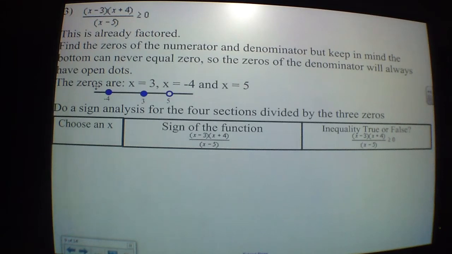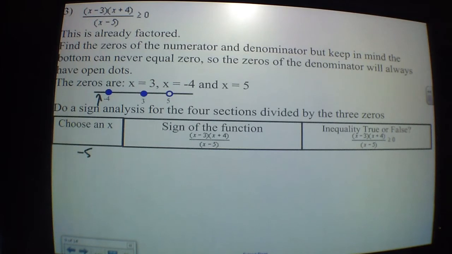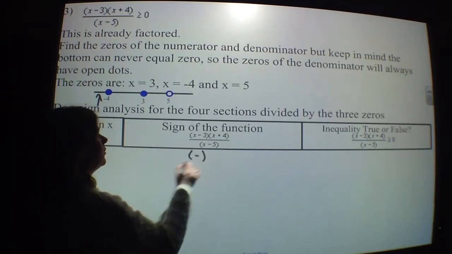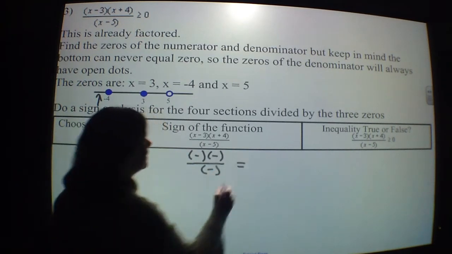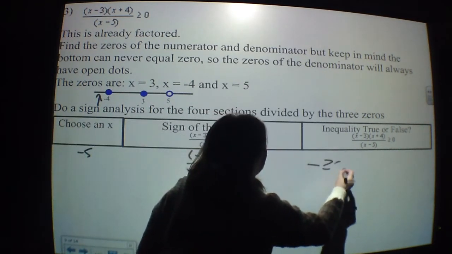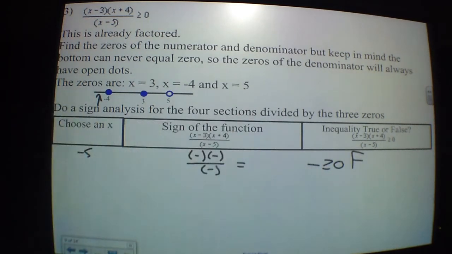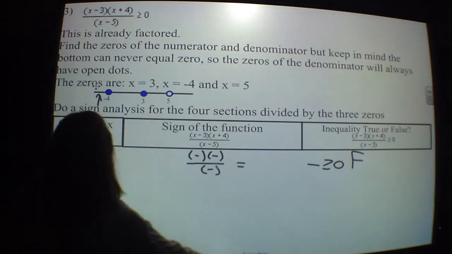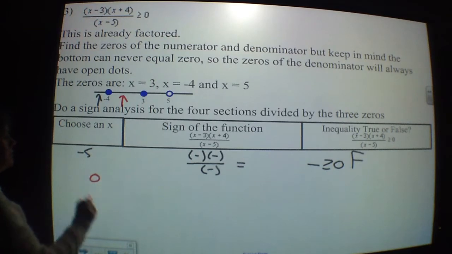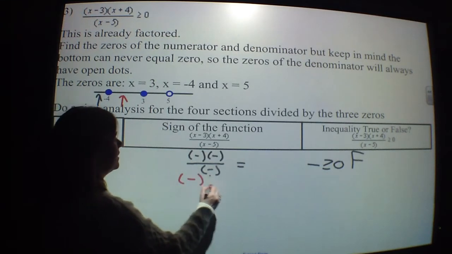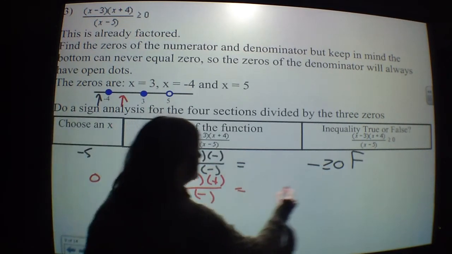And now do a sign analysis, just like we've been doing. Negative 5. If you plug in a negative 5, you'll have a negative times a negative divided by a negative, which is equal to a negative. Is a negative greater than or equal to 0? That's false. Now plug in something between negative 4 and 3. Let's say 0. When you plug in a 0, you have a negative, a positive, a negative. This will give you a positive.